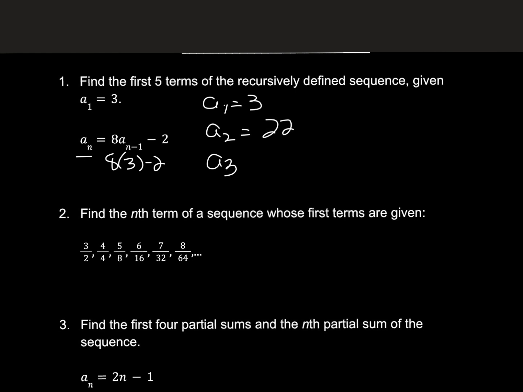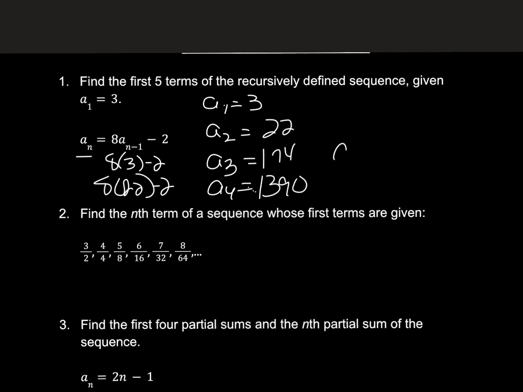To find the third term, I'm going to do 8 times the previous term minus 2. 8 times 22 is 176 minus 2 is 174. The fourth term is going to be 8 times the previous term. 8 times 174 minus 2, which is 1390.